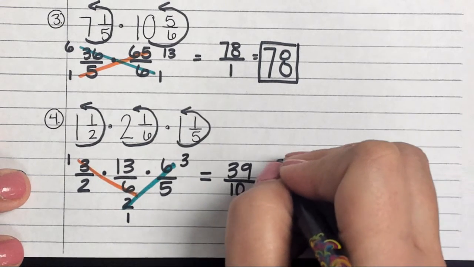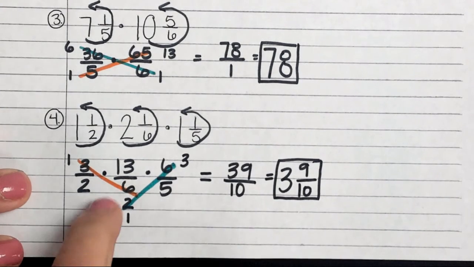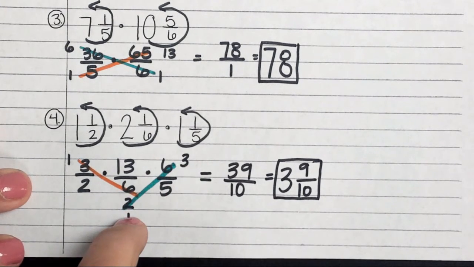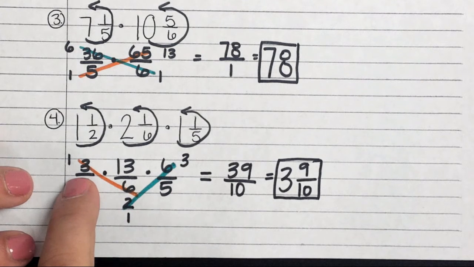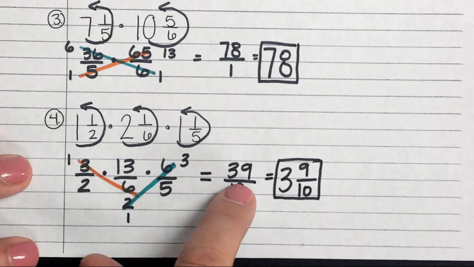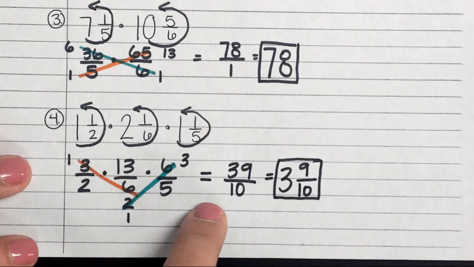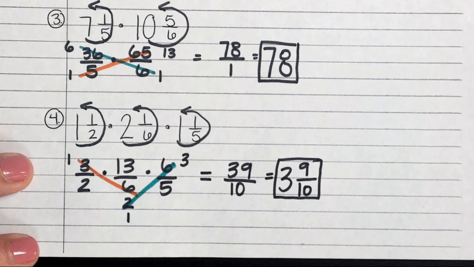Now, it doesn't matter which way you cross cancel. I could have done 6 and 6 and gotten 1 and 1. If I did that, I would have had 3 times 13, which is 39, times 1. So I would have ended up with the same thing. And then 2 times 1 times 5, which is 10. So again, it doesn't matter which ones you cross cancel, as long as they're diagonal to each other.